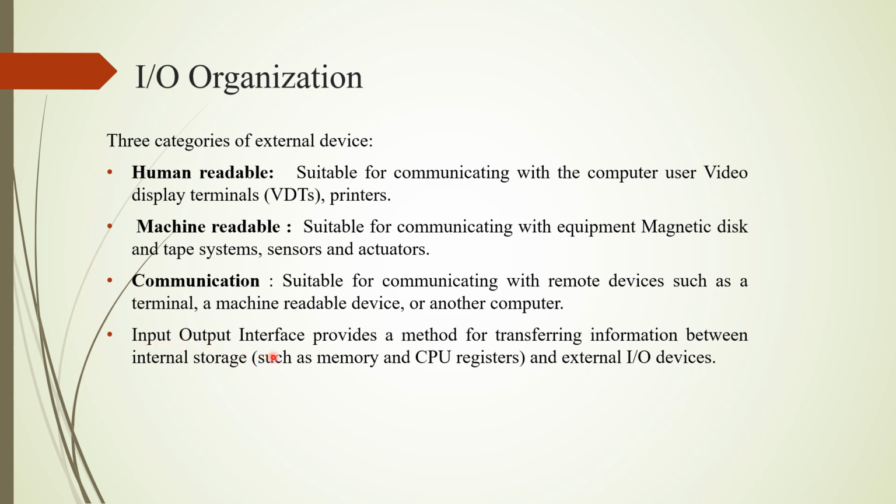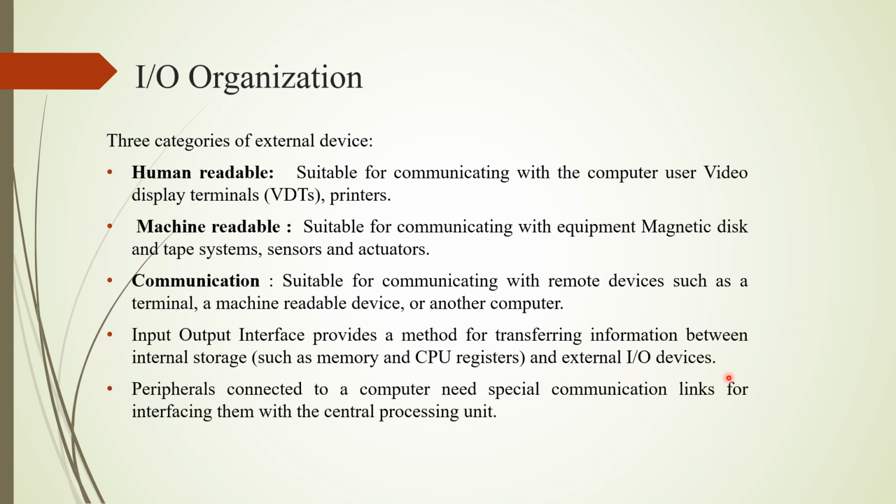An input-output interface is required in order to connect an IO device to the computer system. This interface provides a method for transferring information between internal storage, like memory and the CPU registers, and the external devices. Peripheral devices connected to a computer need special communication links for interfacing them with the central processing unit.